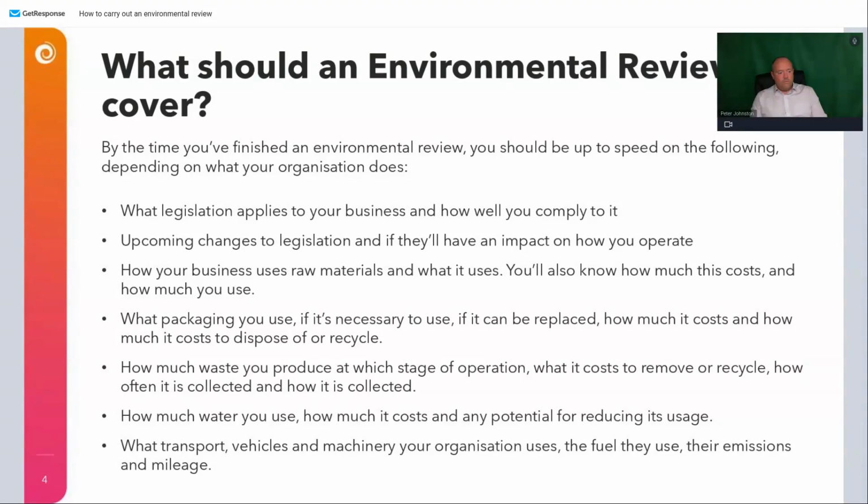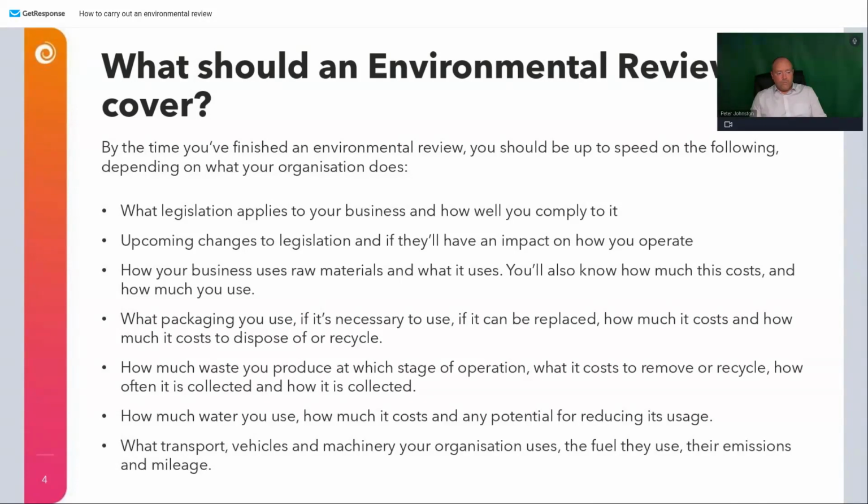If you're having wastage through your operation, then you're obviously using raw materials and energy that could be improved. Come back to water. How much water do you use? How much does it cost? Things like toilet facilities. There are ways of improving toilet facilities so that you have a small flush rather than a large flush and considerably reduce the amount of water that you use.